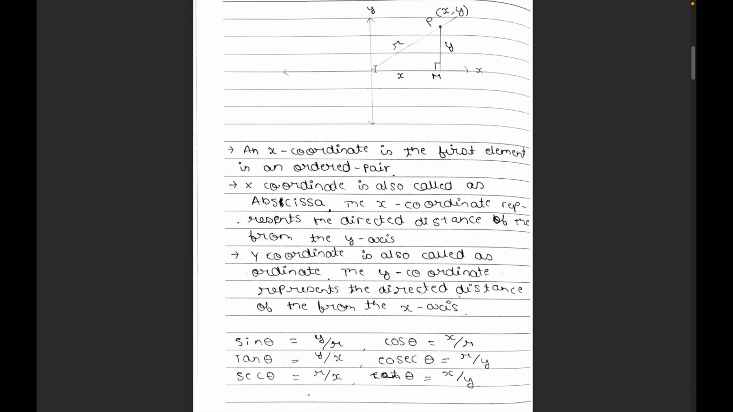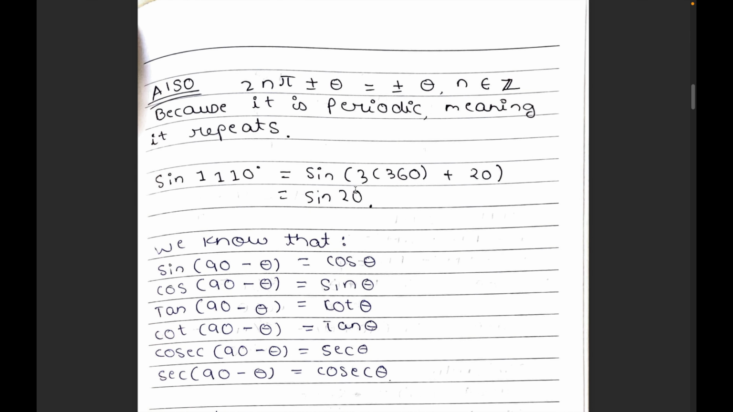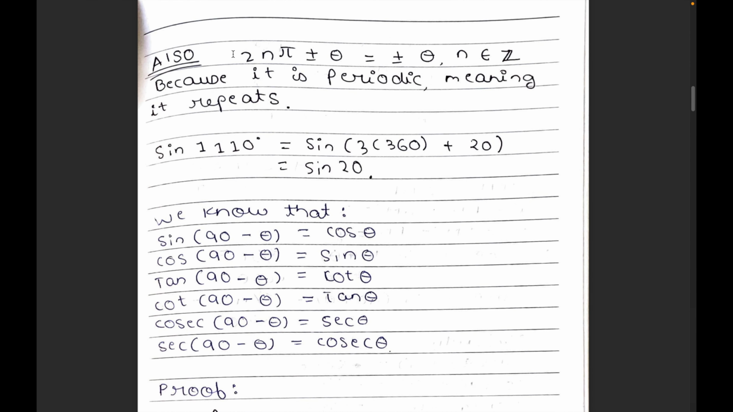So sine theta, okay, now let's draw the triangle here. So sine theta, this is the angle, by the way. Sine theta would be opposite by hypotenuse, which is y by r. And cos theta would be x by r, and so on. We'll learn these a little later. We'll just focus on the first three right now. And tan theta would be y by x. Okay.